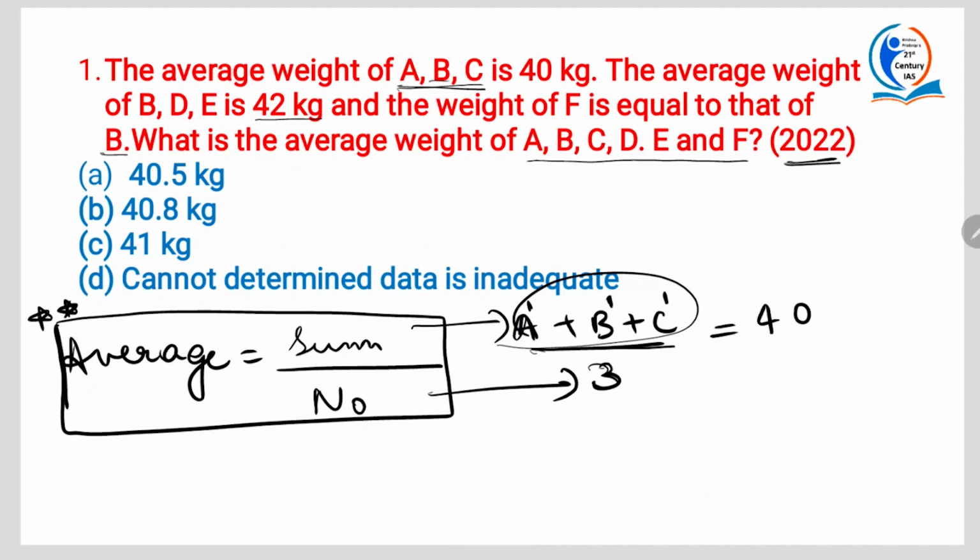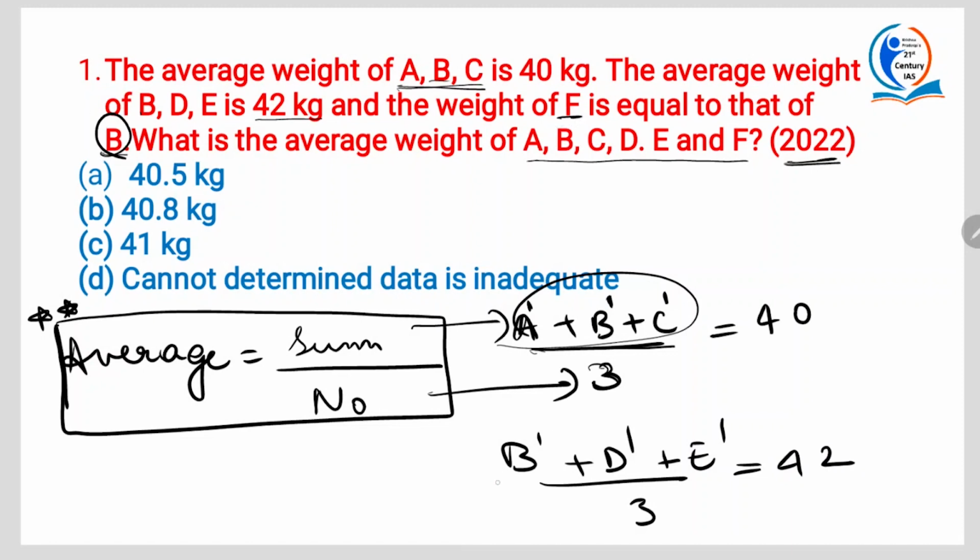Good. And the average weight of B, D, E. So what is the weight of B? It is B dash. And what is the weight of D? Let it be D dash, and E dash, by 3 is 42 kg. And the weight of F is equal to that of B, which means B dash is equal to F dash. What is the average weight of A, B, C, D, E and F?